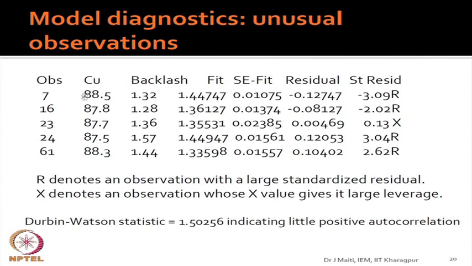This copper is from the input x point of view. Copper is making almost all the things influential, and the first one is residual. This R denotes large standardized residuals and X denotes whose X value is large, leverage. So this observation 23 has influence in distorting the regression estimates, but residuals will not distort the estimates. So, that means that observation 23 should be removed.